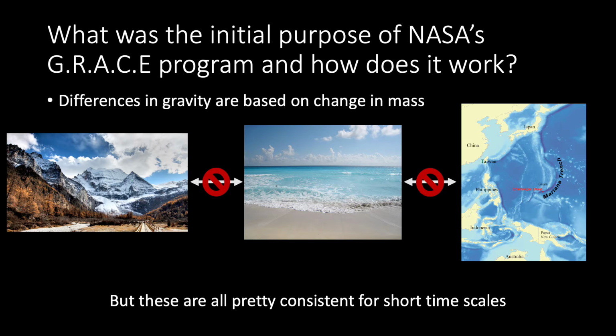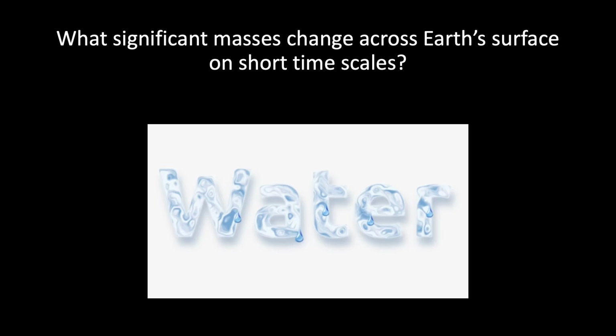These features, mountains and oceans and trenches, stay the same on human timescales, however, and GRACE is supposed to be a monthly measure over 5 years. So what could we possibly measure that would have a significant change in mass in the surface over that kind of time scale? In one word, water.